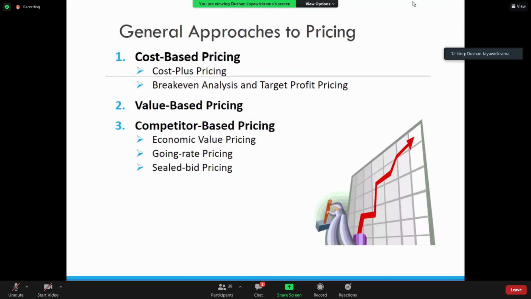Now, let me ask you a question. Which one of these broad approaches, out of these three, do you think is more aligned with real market thinking, real marketing? Is it the cost-based approach, the value-based one, or the competitor-based one?